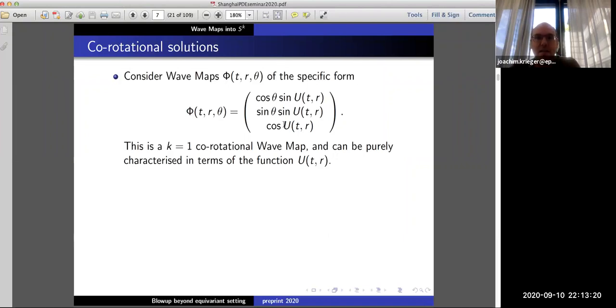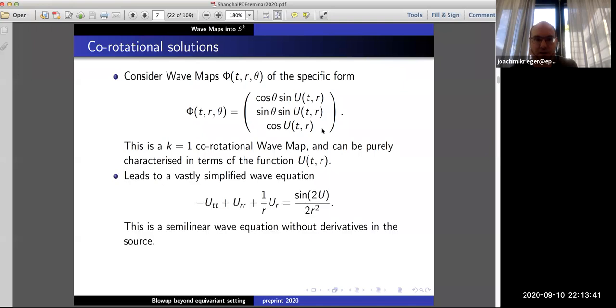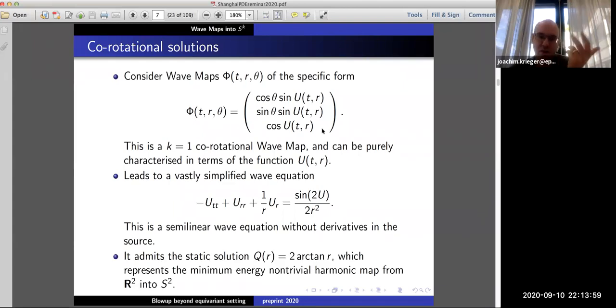So what is a co-rotational wave map? In terms of polar coordinates, it's a wave map which can be written in this form. So you can purely encode this problem in terms of the polar angle as a function of time and the radial variable r in R2. This is the k=1 case. Then you can generalize to higher co-rotation indices, of course. And then it turns out that the wave equation is vastly simplified here. You magically get rid of the derivatives on the right-hand side, and it truly becomes a semilinear type equation, really in 1+1 dimensions. For example, the minimal energy harmonic map, the stereographic projection, is an example, which would correspond to u of t and r being equal to Q of r, which is 2 times arctangent r.